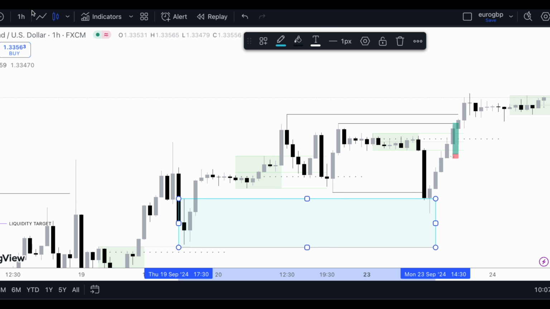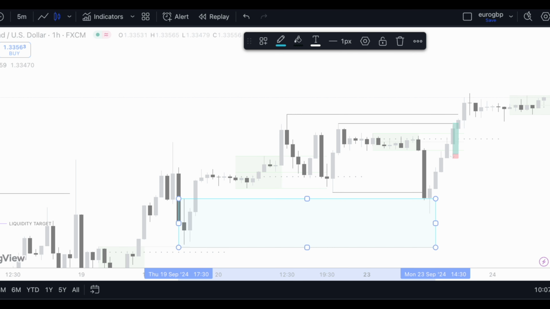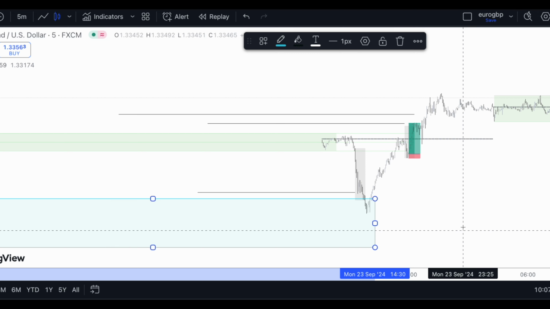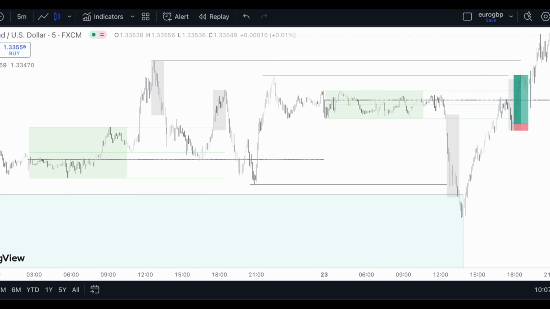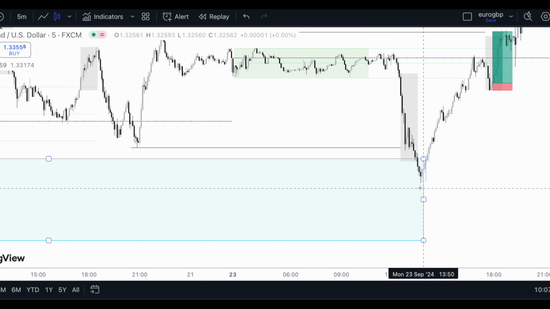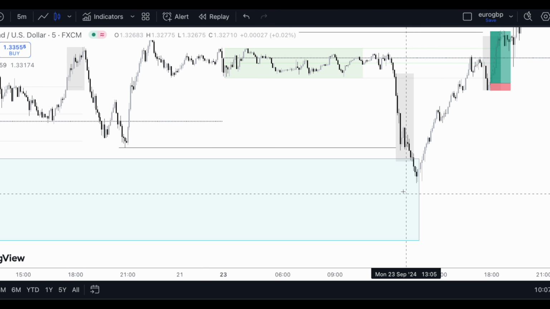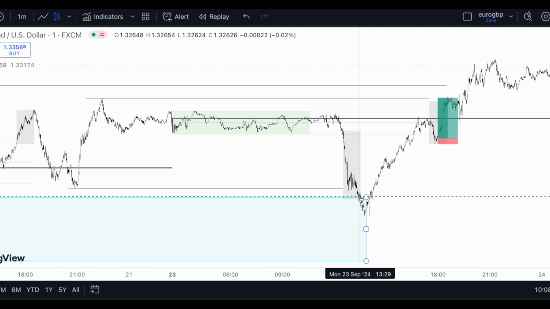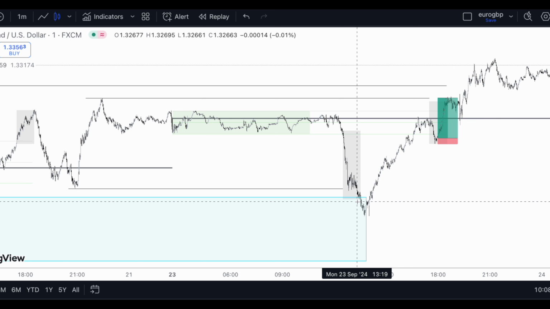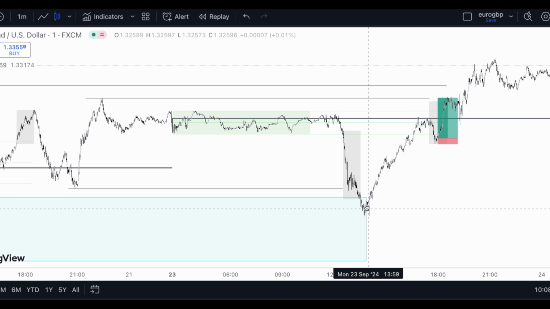So let's go down to 5 minutes time frame. So you can see the price already tapped into this POI during the London session. So I took one loss. I was trying to enter the buy a bit early over here, but market came down all the way till here.